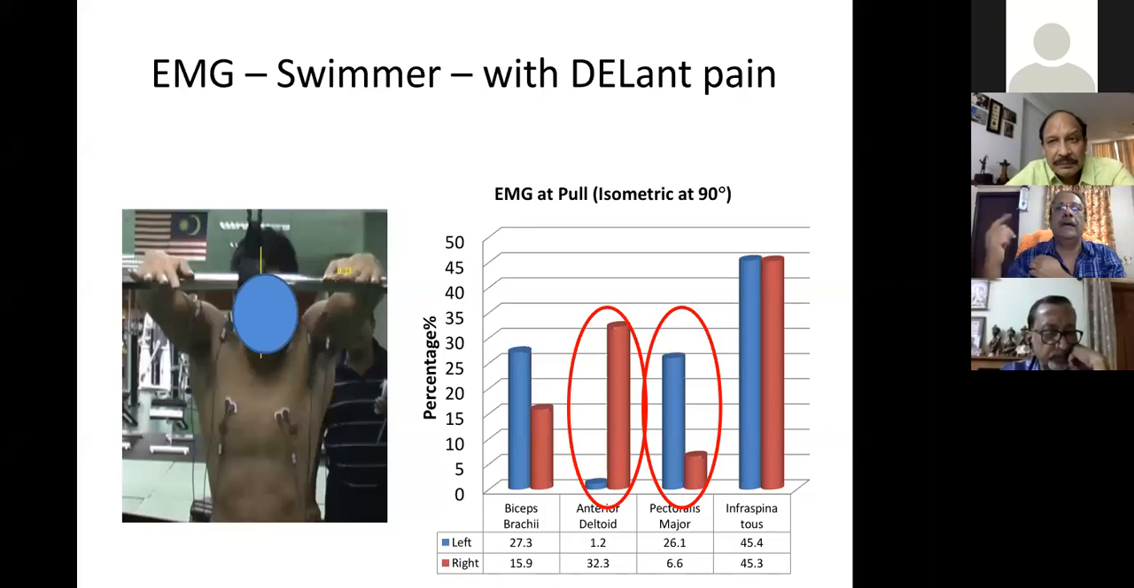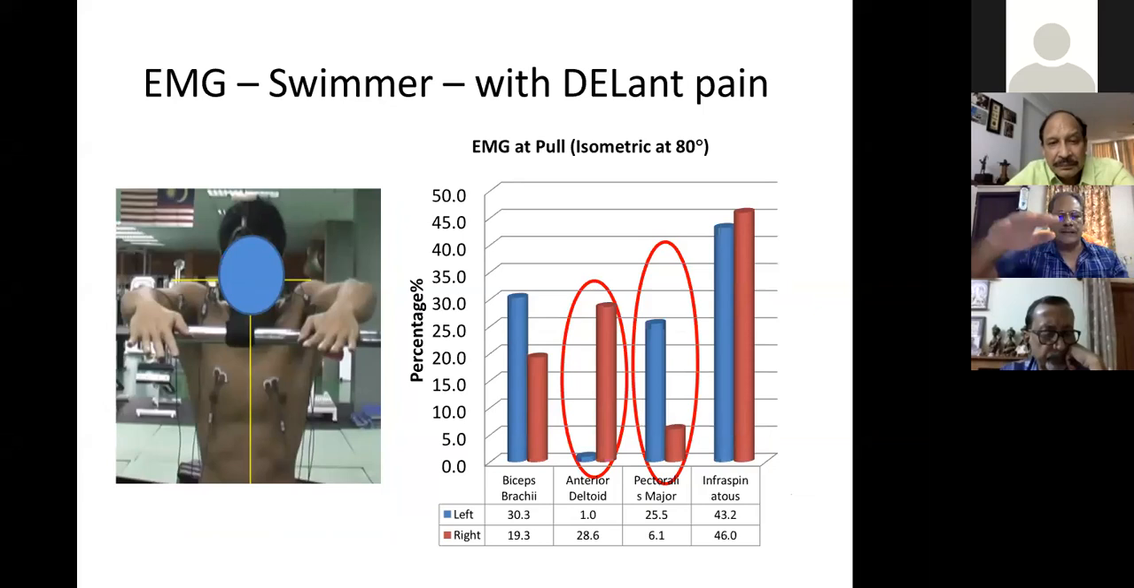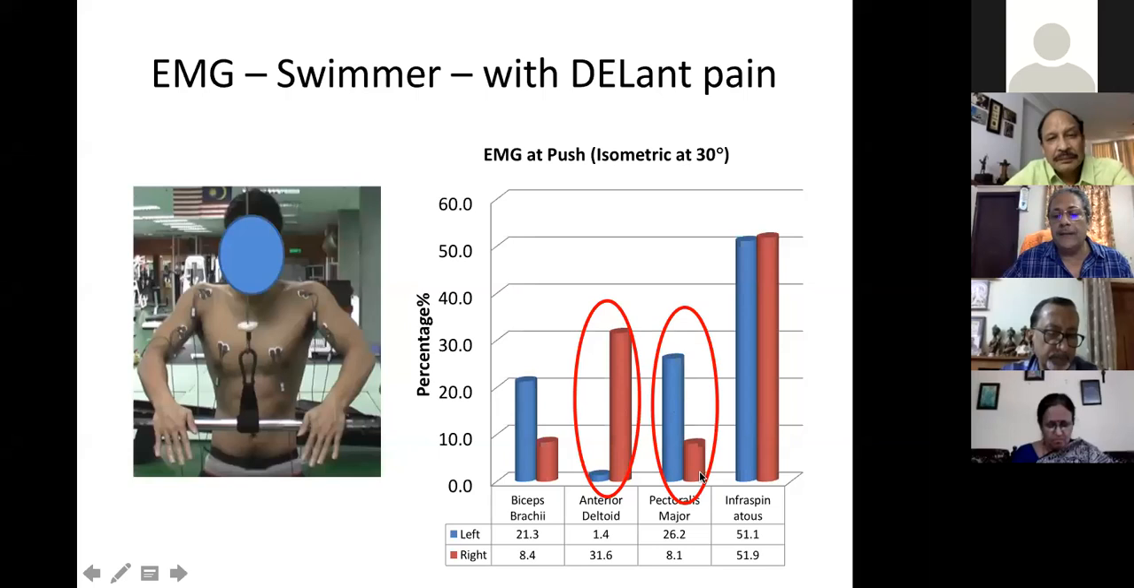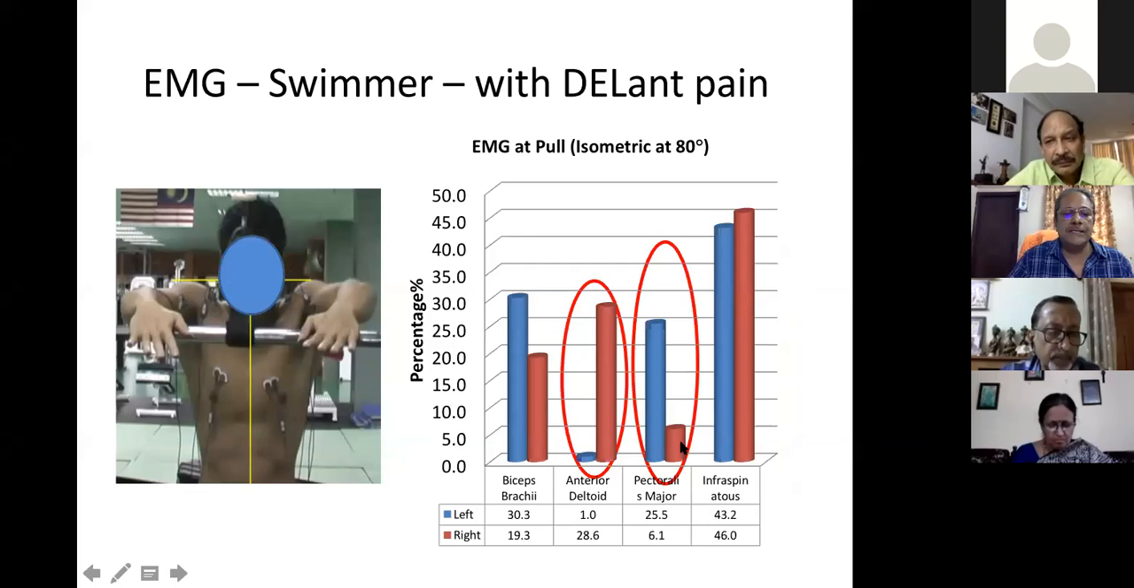Now, why is this muscle activating? Before that, I'll go to the next graph also. Even slightly lower, when the force application becomes maximum, the anterior deltoid is still activating, whereas the right pectoralis major is not activating, and the left one was. And in the push-off phase, where he has almost completed his stroke movement, the anterior deltoid is still activating and the pectoralis major is relatively not activating. Actually, in this area, the pectoralis muscle is supposed to activate to a certain extent.